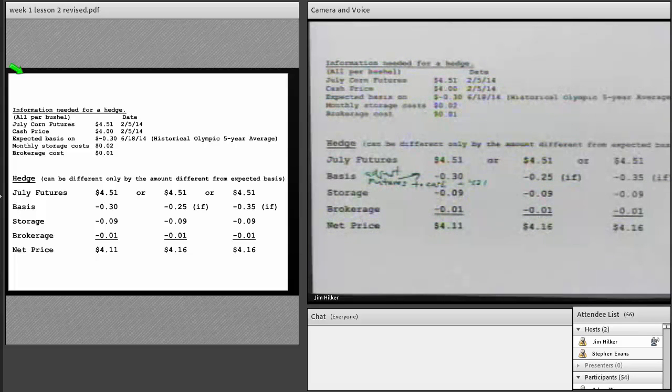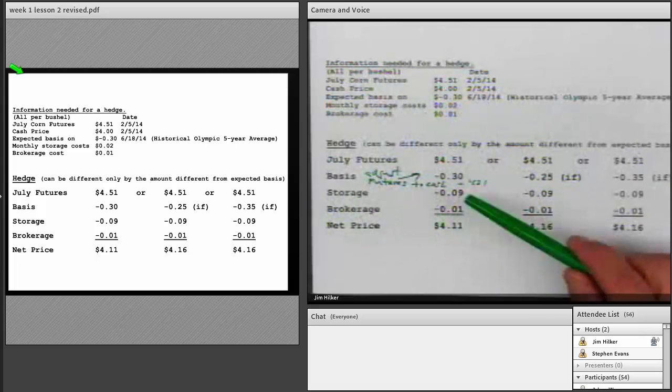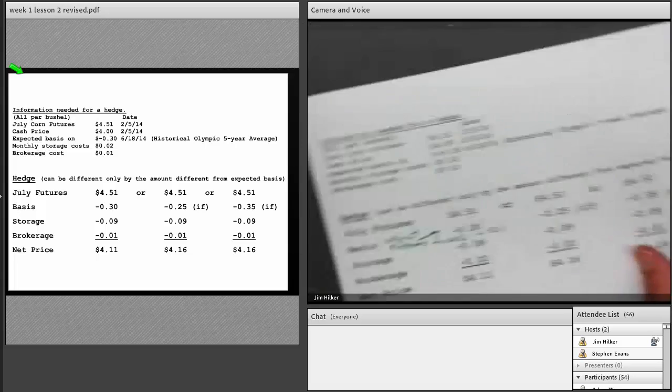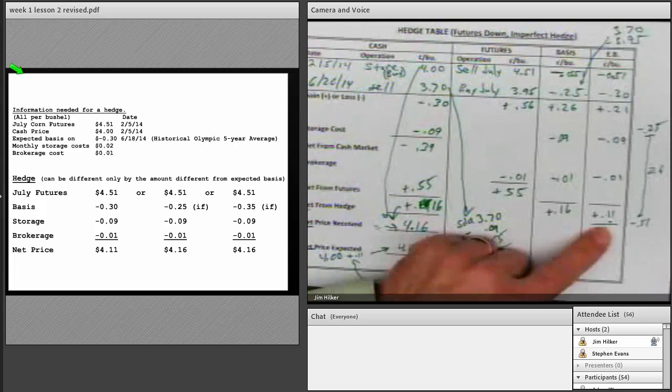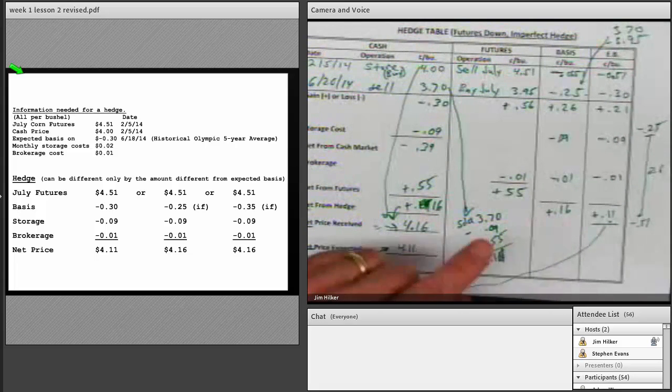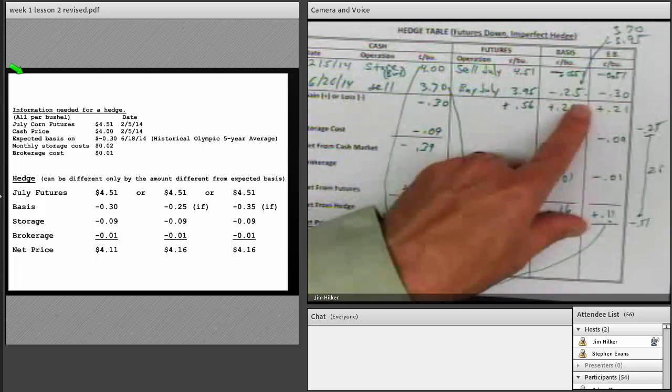Let's say it went to 35 cents. So we look at this here. What happens if the local basis is weaker than we expected? Maybe a large dairy shut down temporarily, or for some reason the local crop doesn't turn out huge. Then the basis is weaker than we expected.